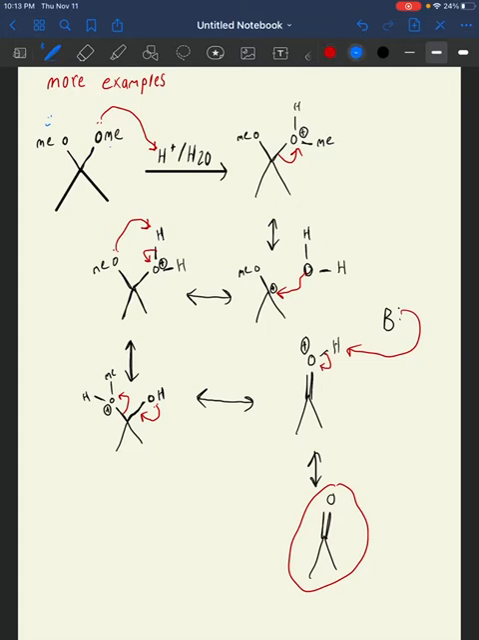And to make it easier, I'll label it again. Step 1, 2, 3. There you go. Moving on.